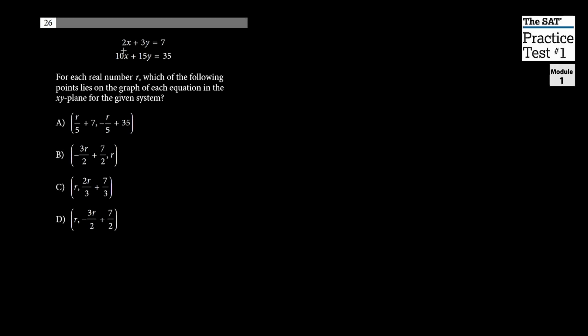So in question 26, we've been given two equations and four points, all in terms of r, which we're told is a real number, and we've been asked which of these points are on both equations, part of both equations. And there they are, equation 1 and equation 2.